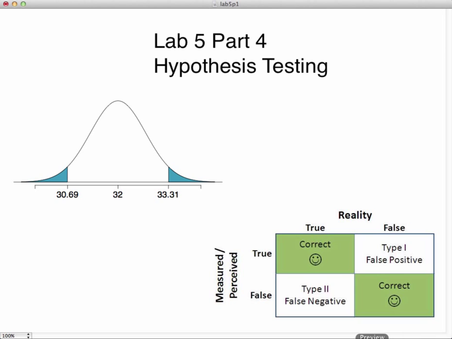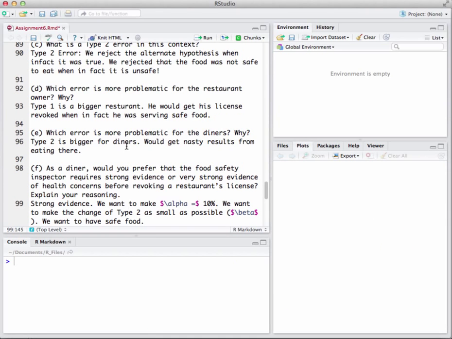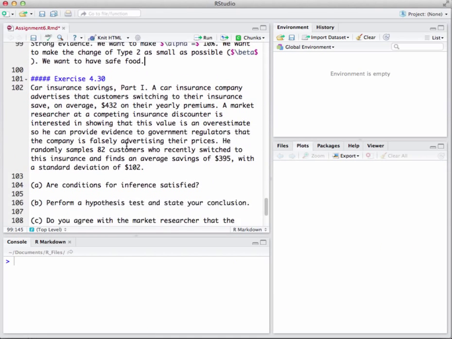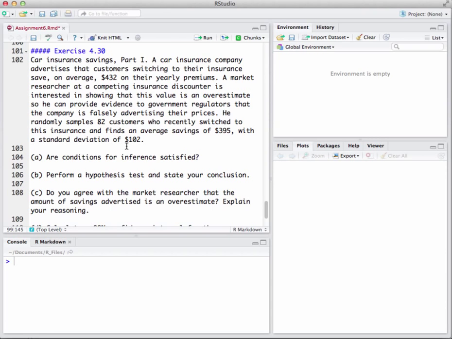So we're going to do problem 4.30 in this one on car insurance. Let's go ahead and get over here to our script file right away. So 4.30, car insurance Part 1.